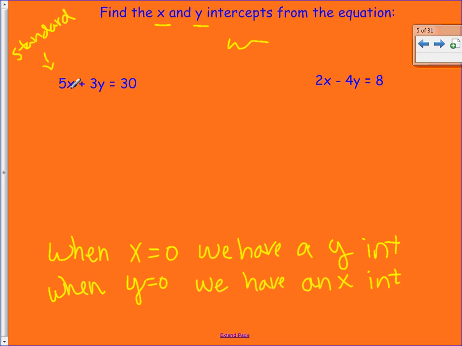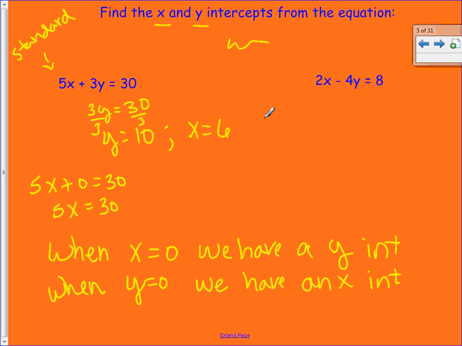So basically I'm just plugging 0 in for x and y. I plug 0 in for x. 5 times 0 is just 0. So basically I have 3y equals 30. I divide by 3 on both sides. What do I get for y? y equals 10. Now, if I plug 0 in for y, I get 5x plus 0 equals 30, which is basically just 5x equals 30. So what does x equal? x equals 6. Does that make sense? All right, over here, what do I get for my y-intercept?